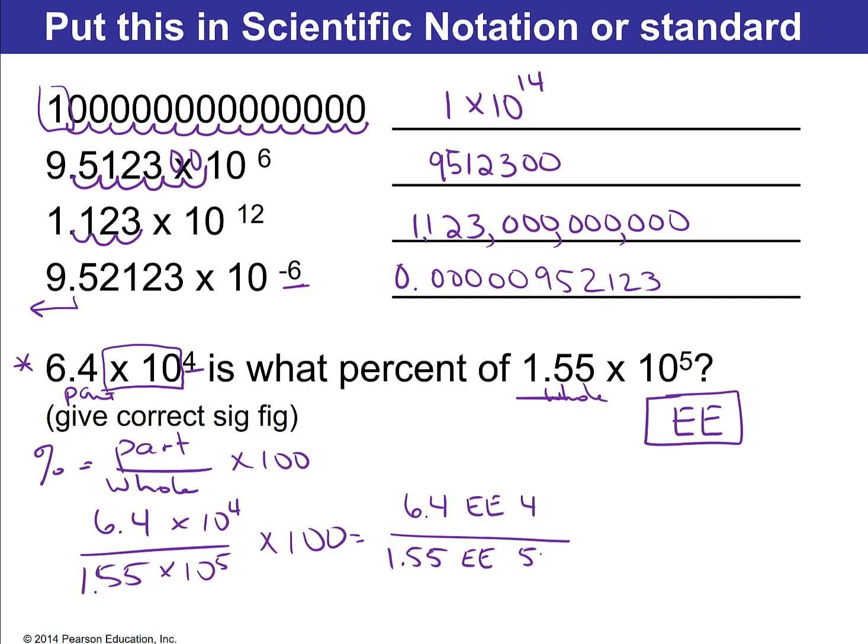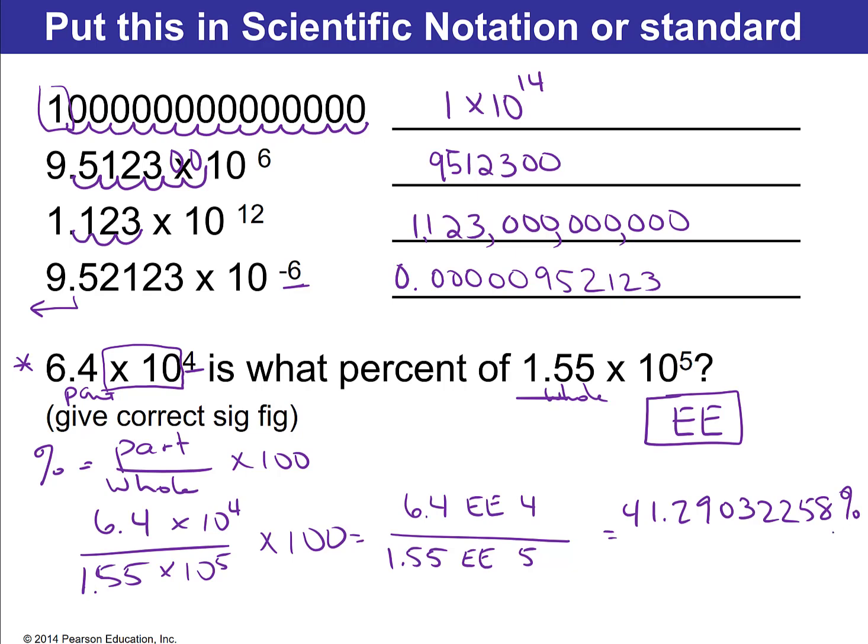So if you do this, 6.4 EE4 divided by 1.55 EE5 times 100, and I get 41.2903226. Oh, sorry, 258.